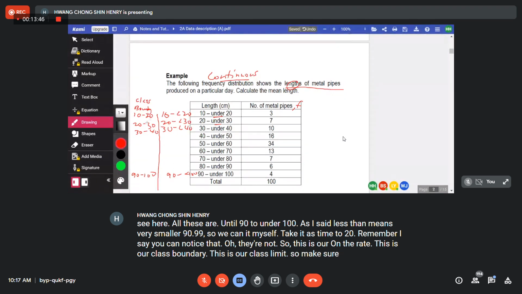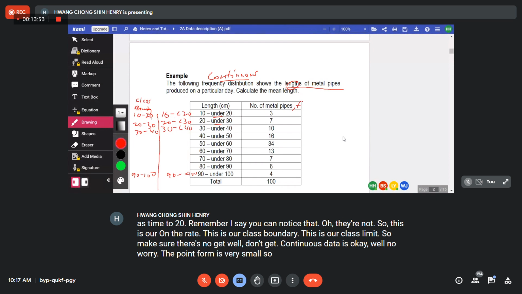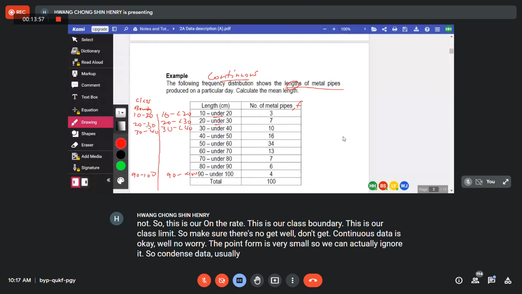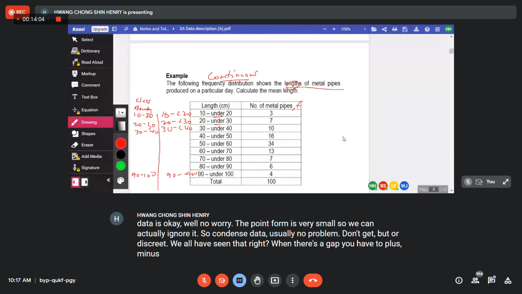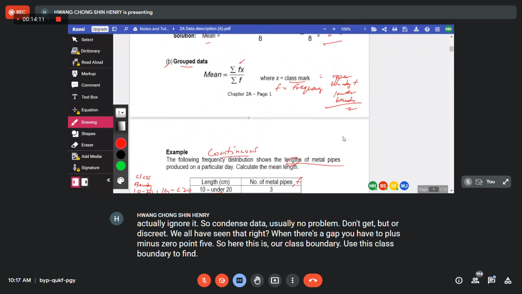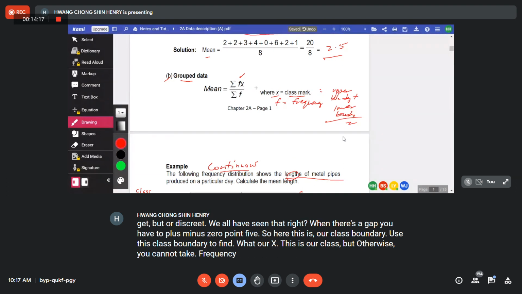So make sure there's no gap. Continuous data is okay, don't worry. The point form is very small, so we can actually ignore it. So continuous data usually no problem, no gap. But for discrete, you all have seen that, right? When there's a gap, you have to plus minus 0.5. So here, this is our class boundary. Use this class boundary to find what? Our x. This is our class mark. Otherwise, you cannot take frequency multiply the class mark.